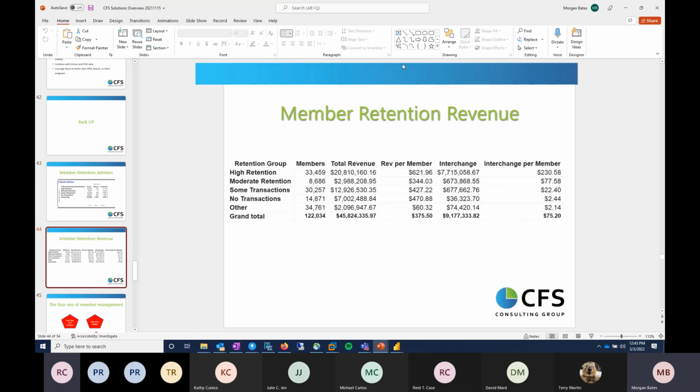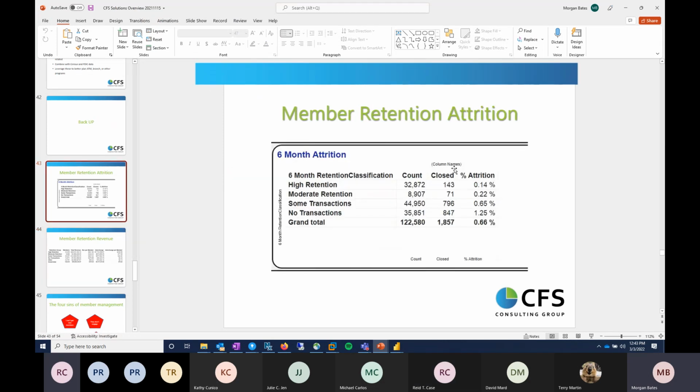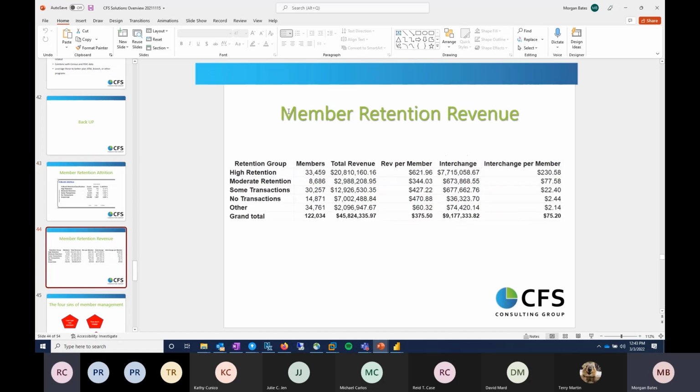Absolutely. Okay. So on the member retention revenue side, you say, okay, well, now I kept them. So what, right? Once again, another credit union that we're kind enough to kind of donate their numbers. This group had 33,000 high retention members who represent $20 million worth of revenue, representing $621 per member, but also represented $7.7 million worth of interchange income, representing $230 per member for this time period.